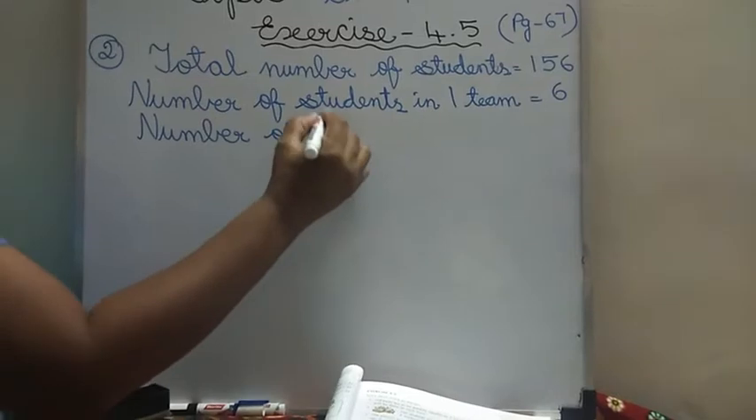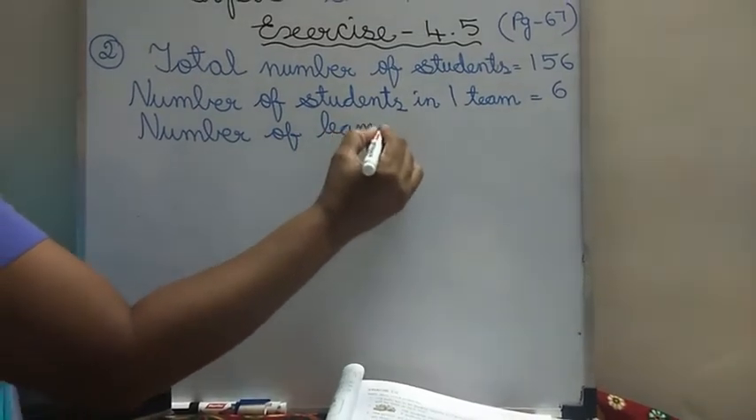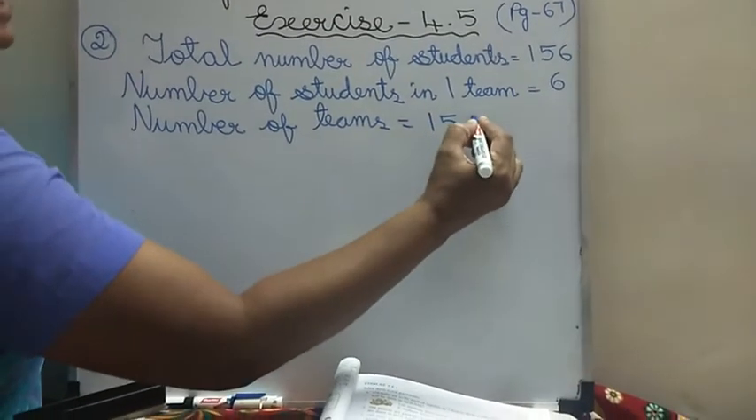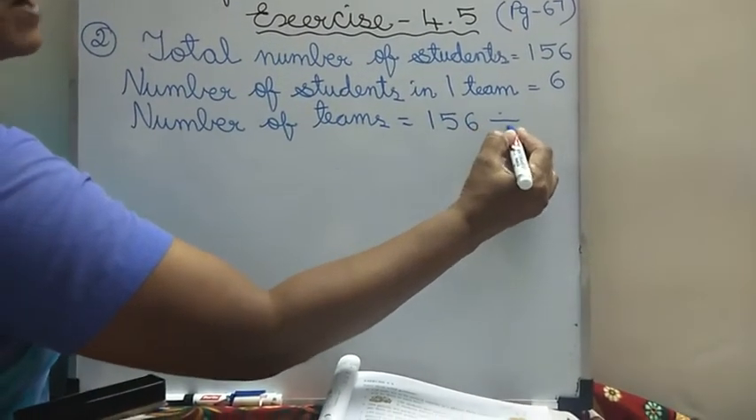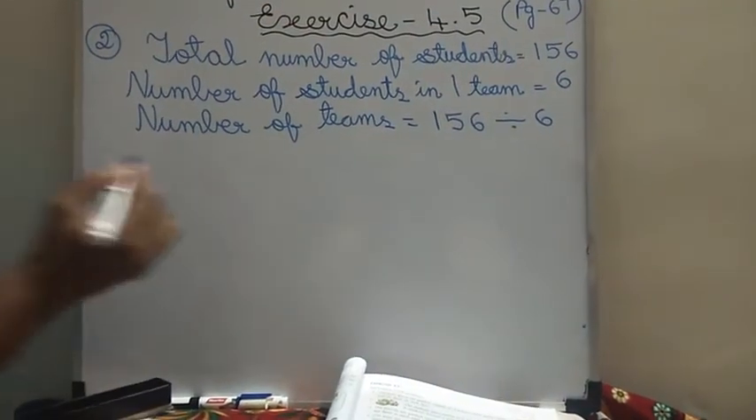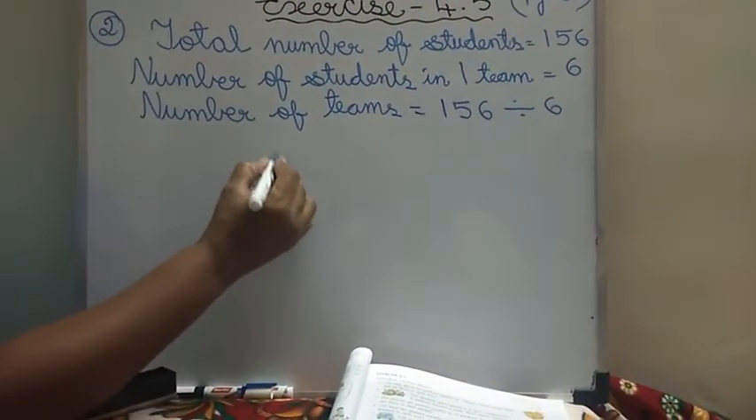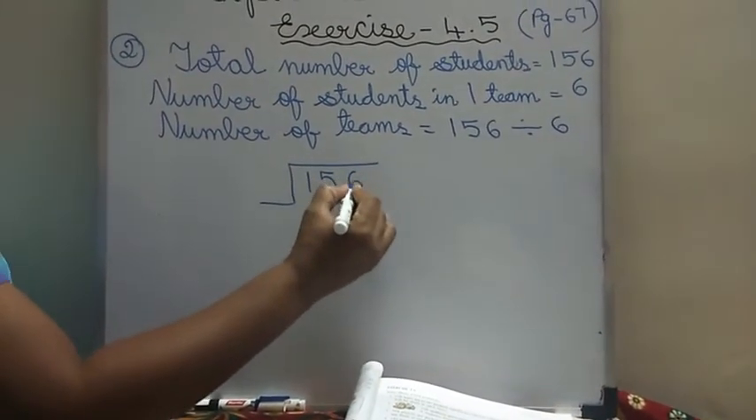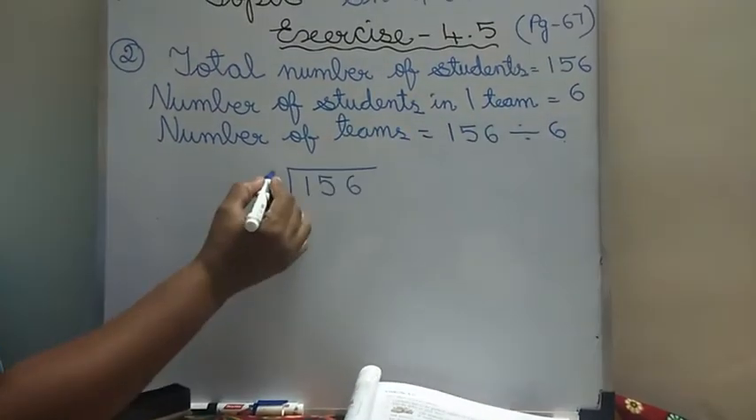So for the number of teams, what do you have to do? We have to divide 156 divided by 6. So what can we do? See, what's the dividend, children? 156 is the dividend and the divisor is 6.